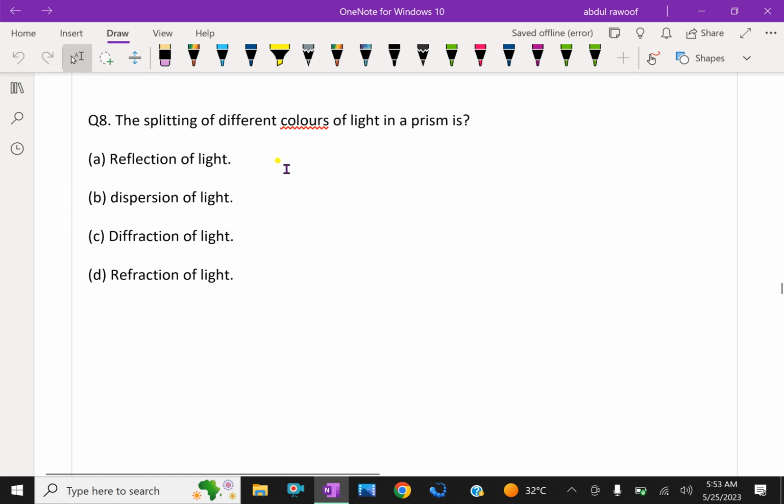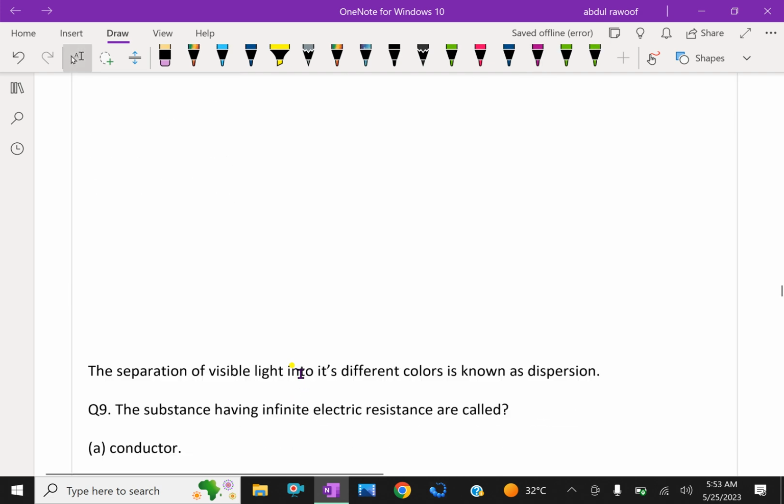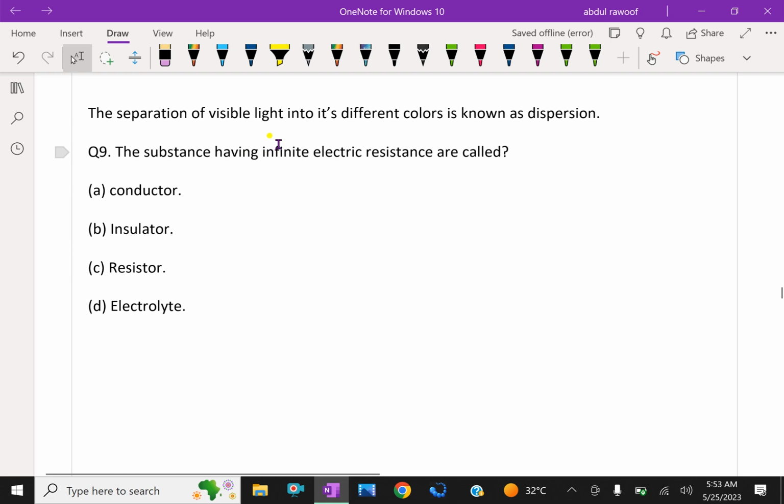The splitting of different colors of a light in a prism is reflection of light, dispersion of light, diffraction of light, refraction of light. Here, dispersion of light. When light falls on a triangular prism, dispersion of light happens, due to that colors will form. The separation of visible light into its different colors is known as dispersion.